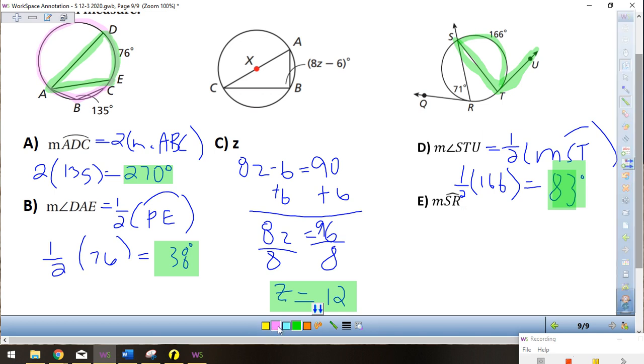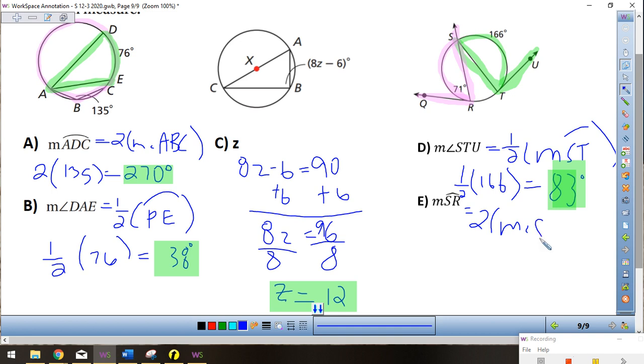And finally, they want us to find the measure of arc SR. So to find the measure of arc SR, we can see that it is related to this angle SRQ. So your arc is going to be double the measure of the angle. So this is equal to 2 times the measure of angle SRQ. So 2 times 71. And that gives you 142 degrees.